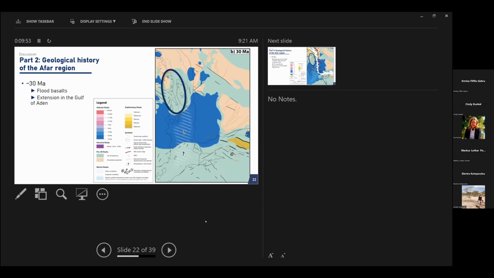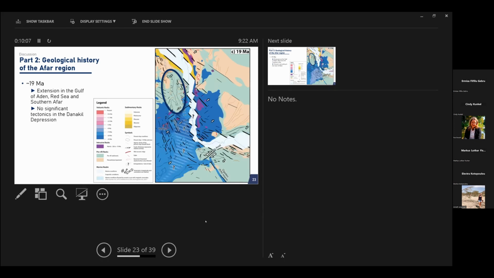that were again used during the current rifting event. At approximately 30 million years, we have the eruption of the flood basalts, but at this point, we don't have extension in the Afar region or the Danakil region. The only extension is in the Gulf of Aden at that time point. Between 30 and 19 million years, we have extension in the Gulf of Aden, in the Red Sea, and in southern Afar. But in Danakil Depression, we don't have any significant tectonic activity. We might have a bit of faulting, but more related to the nearby extension of the Red Sea Rift, but it does not form a basin per se.